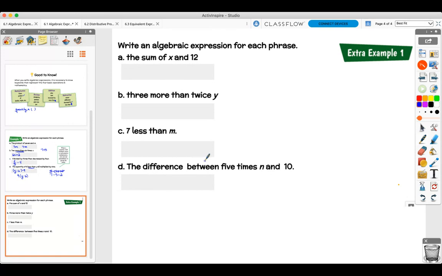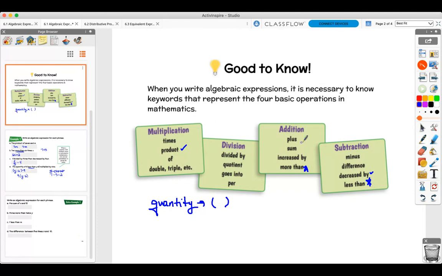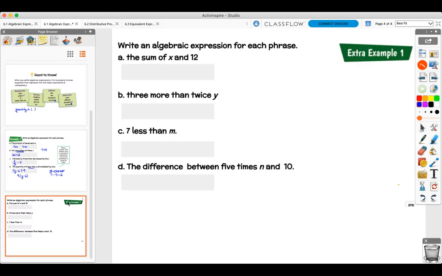All right, welcome back. So let's go over these. So the sum of x and 12. So the sum is addition. So it's going to be x plus 12. 3 more than twice y. Twice y. When you have twice as many of something, that is 2 times. So 2 times y. And more than is another one that we're switching. So that's why I'm writing this plus 3. This is a switcheroo thing happening here. You're changing the order of them. So it's going to be 2y plus 3.